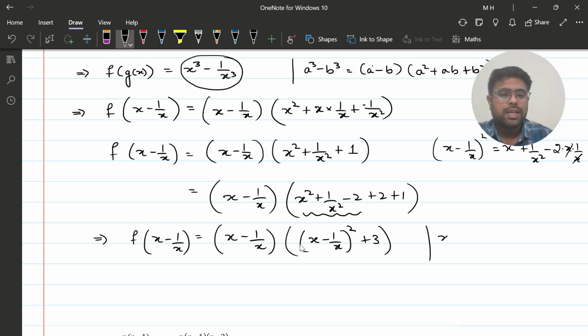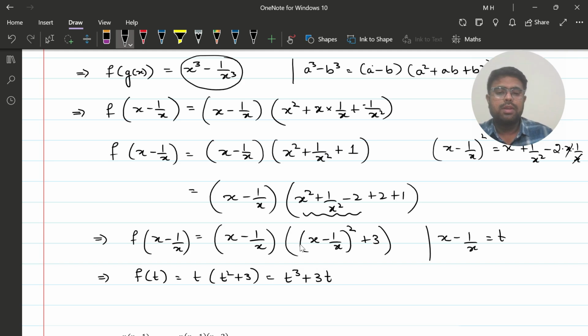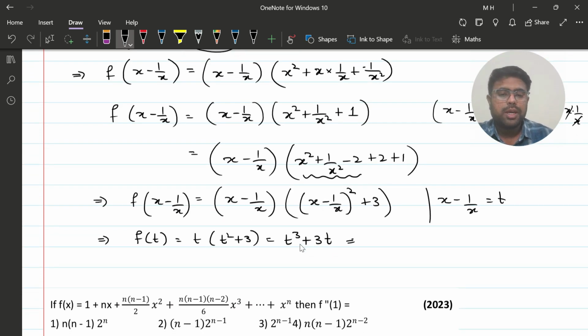So now what I'll do is I'll put x minus 1 by x as t. So you will be getting f of t is equal to t into t square plus 3, which would give you, I think, t cube plus 3t. Okay, so this implies if I put x in the place of t, it would be f of x equal to x cube plus 3x, right?